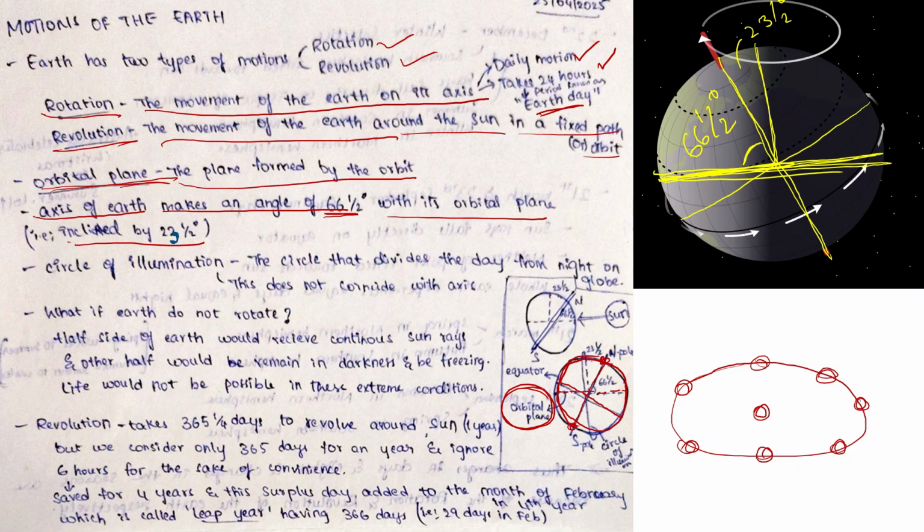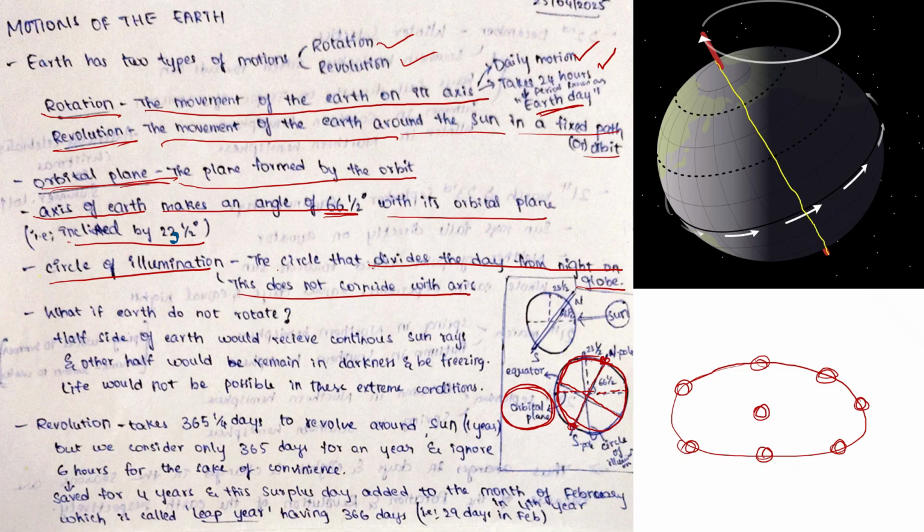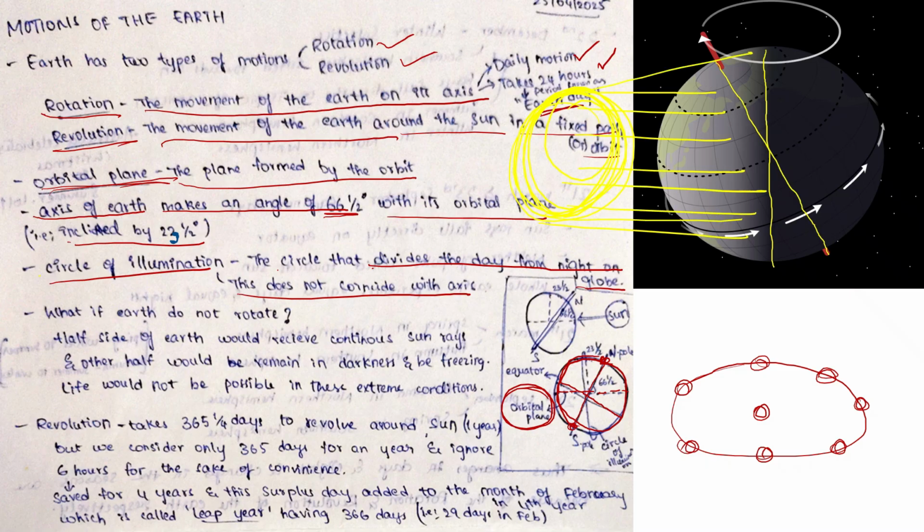Now let's see what is circle of illumination. Circle of illumination is that circle that divides the day from night on the globe, and this does not coincide with the axis. We can see it in the picture. This is the axis and this is circle of illumination, whereas sun is here. So the sun rays are falling on the earth on this side. So this part of the earth is experiencing the day and this part of the earth is experiencing the night. So this circle which is dividing the day and night of the earth is called circle of illumination, and it does not coincide with the axis.